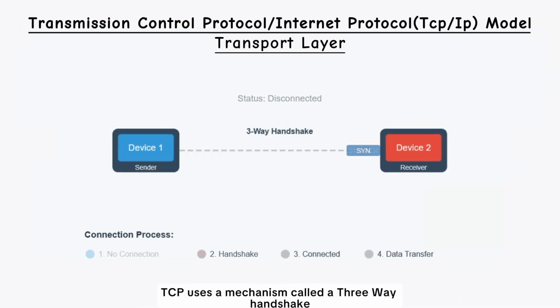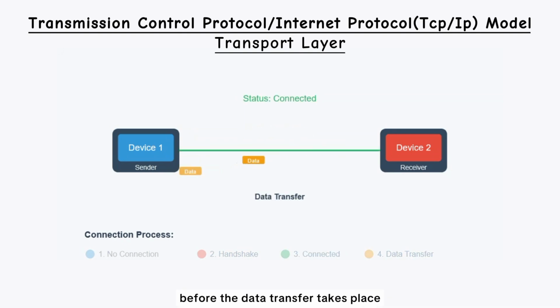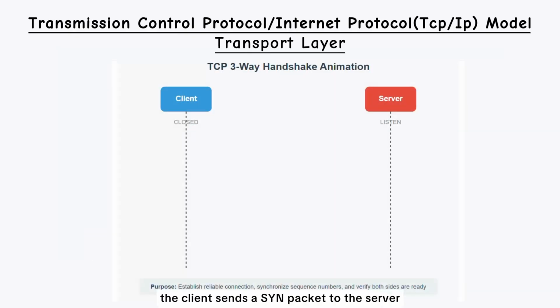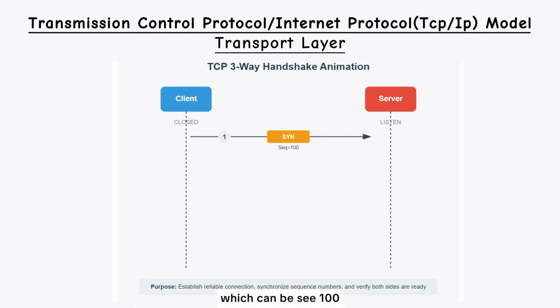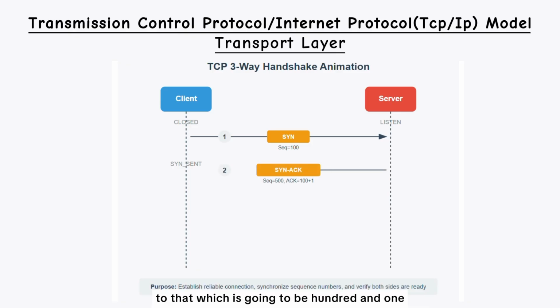TCP uses a mechanism called a 3-way handshake to establish a connection between the client and the server before the data transfer takes place. In the first step of the handshake, the client sends a SYN packet to the server with a sequence number set at any random number, which can be say 100. The server then replies with a 2-in-1 message, which acknowledges the client's sequence number, adds 1 to that, which is going to be 101, and then adds its own sequence number, which can be say 500.